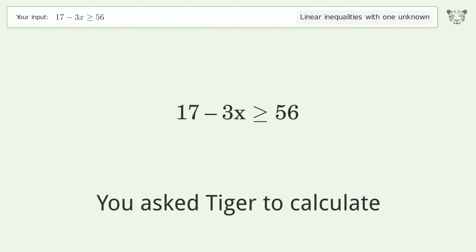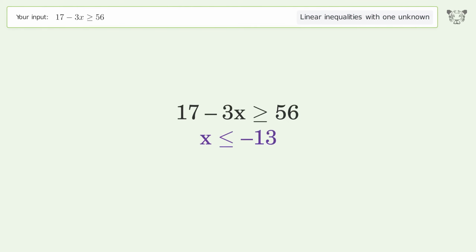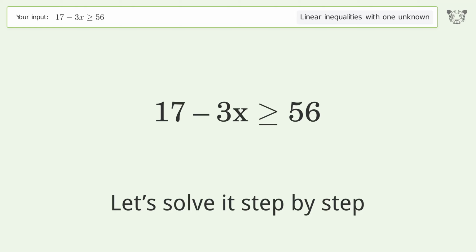You ask Tiger to calculate. This deals with linear inequalities with one unknown. The final result is x equal or smaller than -13. Let's solve it step by step.